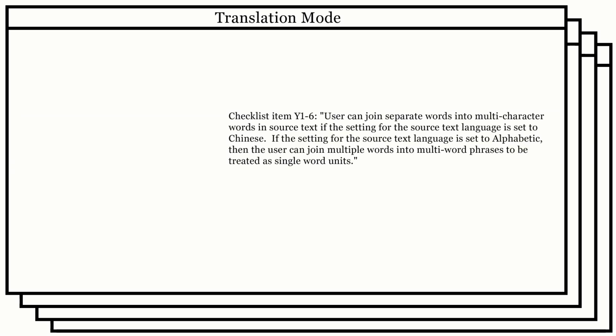Next, checklist item 1-6. User can join separate words into multi-character words in the source text if the setting for the source text language is set to Chinese. If the setting for the source text language is set to alphabetic, then the user can join multiple words into multi-word phrases to be treated as single word units. This is just like the previous item, but with joining rather than splitting.